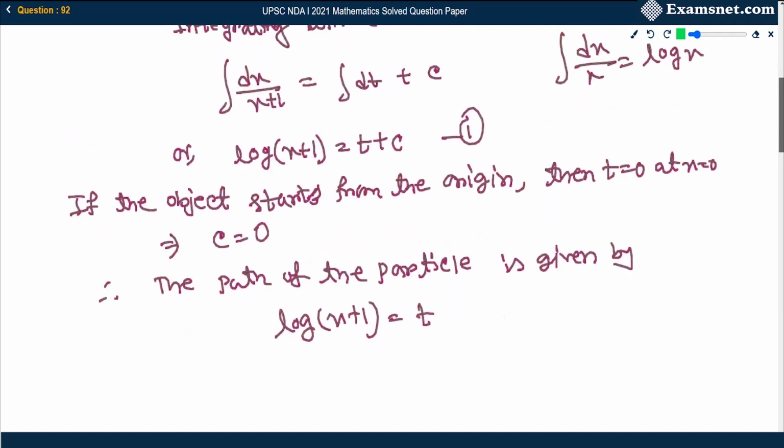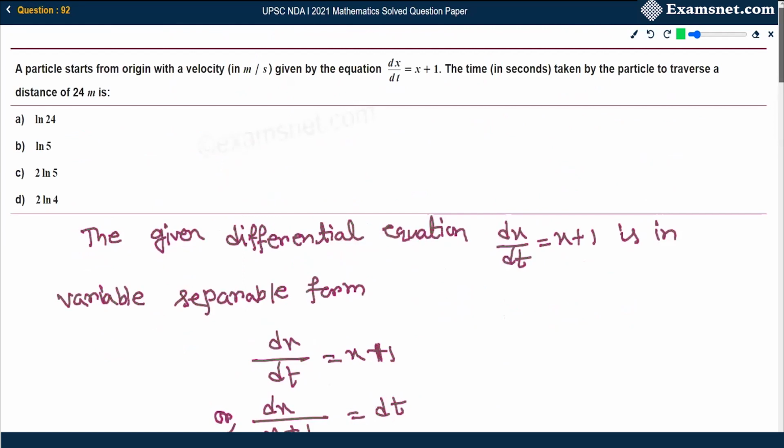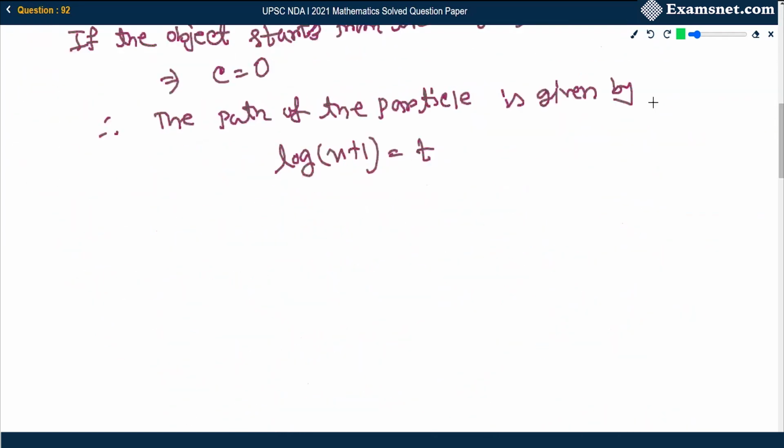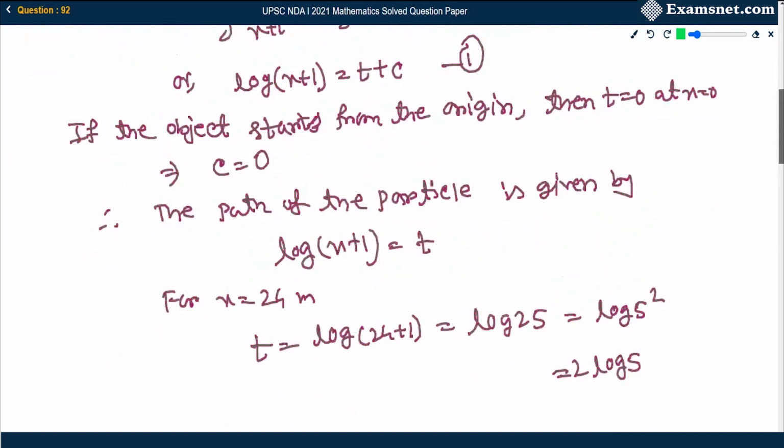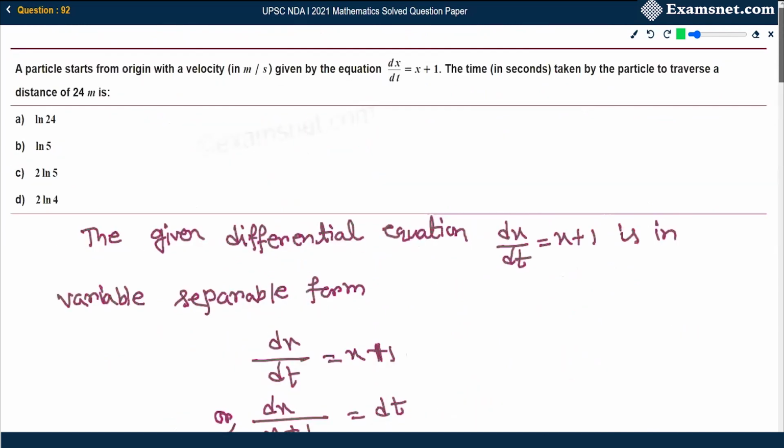Now we will put all those values. The time taken by the particle to traverse a distance of 24 meter: for x equals 24 meter, t is log of 24 plus 1, that is log 25. Also we can write log 5 squared. So 2 log 5. Okay. Now let me check the options. 2 log 5. Here option C is the correct answer.